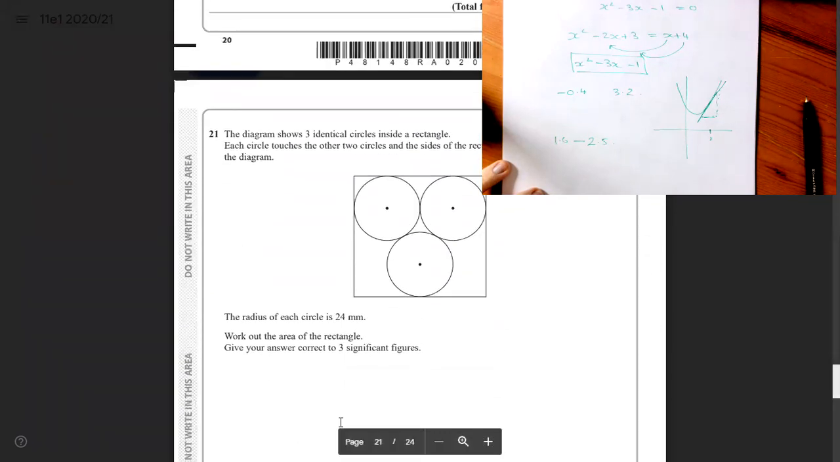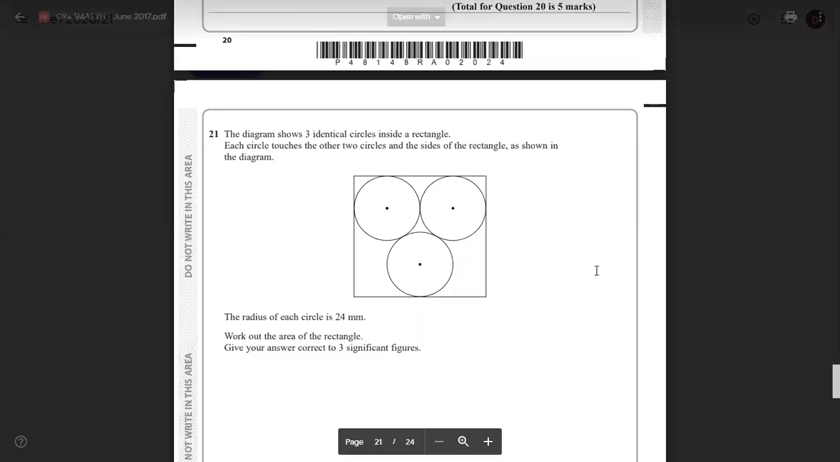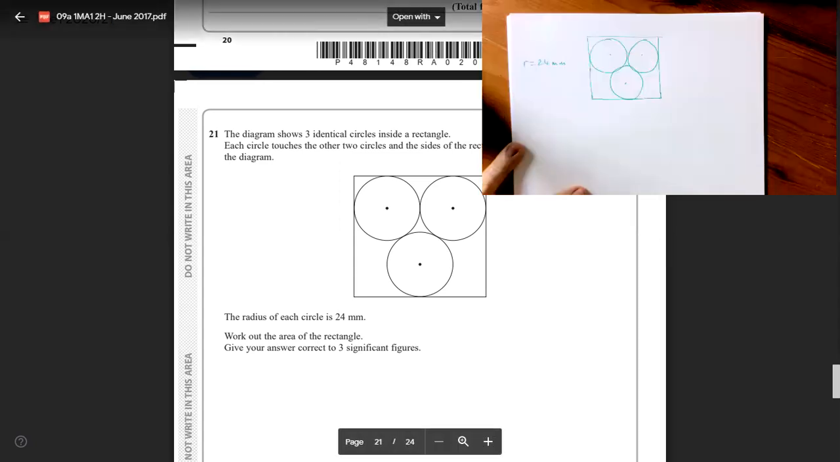Question 21. Okay, so question 21. 3 identical circles. Please don't laugh at my diagram when you see it, but I've tried to draw 3 identical circles. Each circle touches the other 2 circles and the sides of the rectangle as shown in the diagram. The radius of the circle is 24. Work out the area of the rectangle.